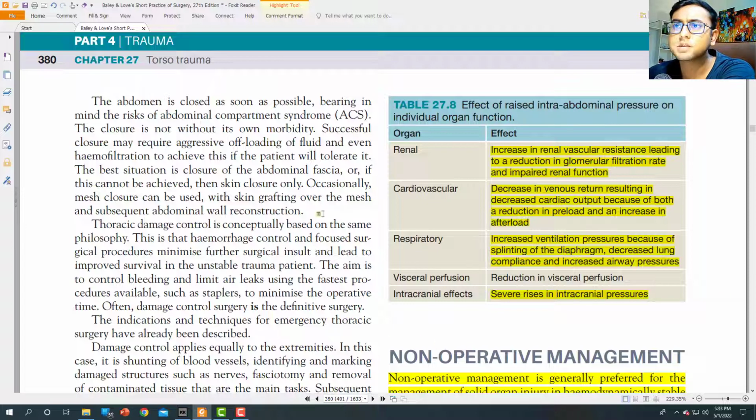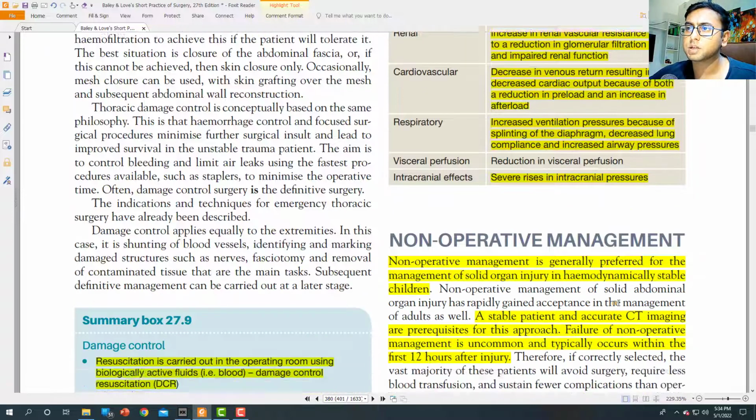Now this is the important physiological table: in the renal system, what occurs in case of pelvic fracture or any kind of fractures. Increased renal vascular resistance leads to reduced glomerular filtration rate and impaired renal function. Another is a decrease in venous return resulting in decreased cardiac output, because of a reduction of preload and an increase of afterload. Respiratory ventilation pressure: splinting of the diaphragm decreases lung compliance and increases airway pressure. Lung compliance will be reduced and airway pressure will be increased, and intracranial pressure rises as well.